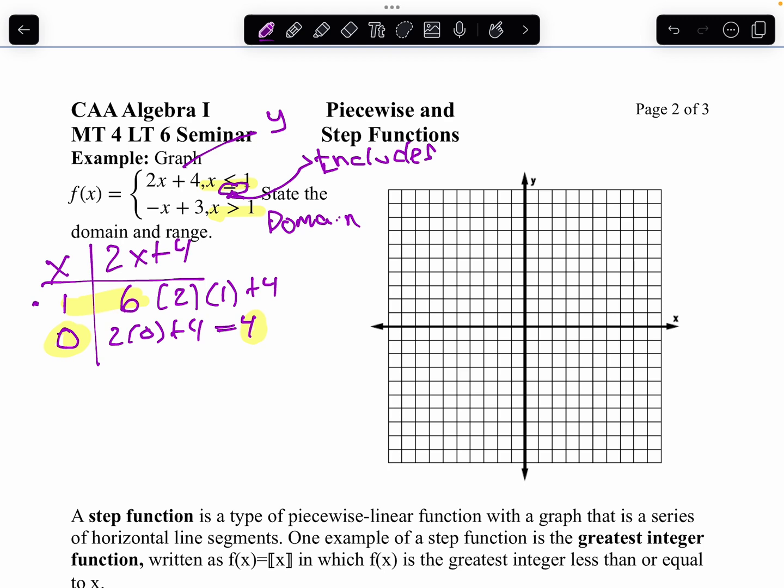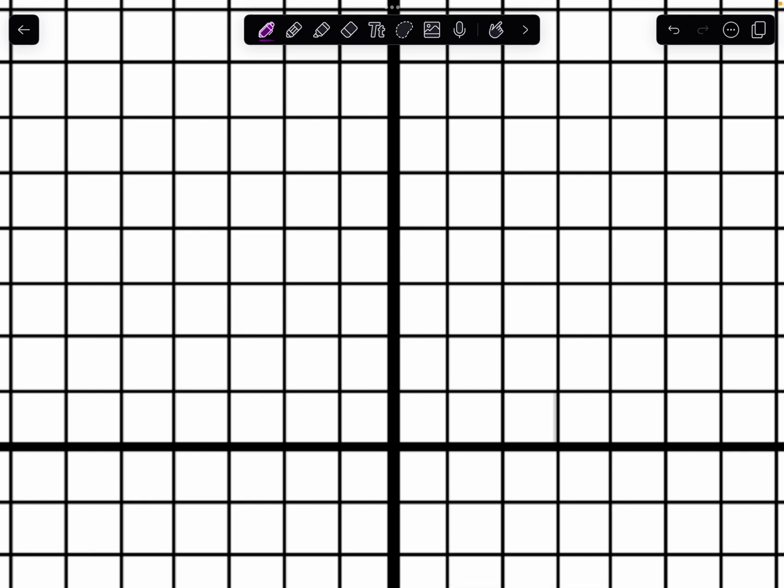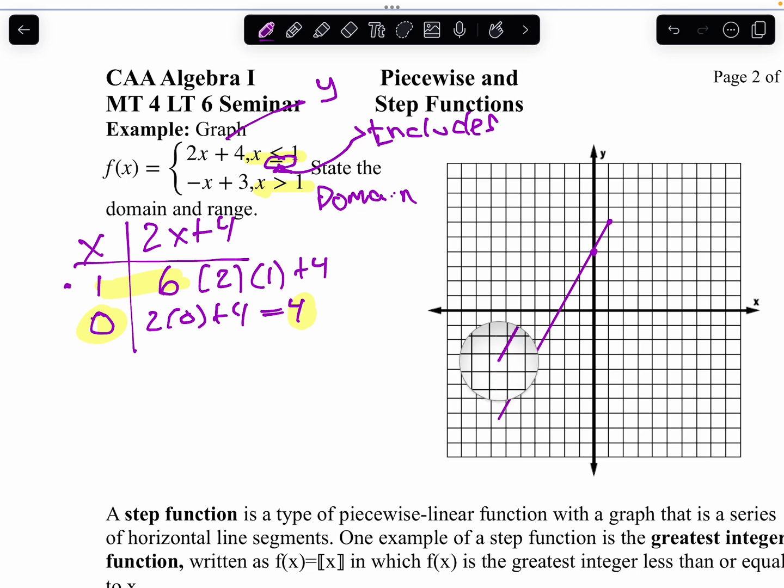So I'm going to go over 1. I'm going to make my grid a little bit bigger so it's easier to see. Over 1 and up 1, 2, 3, 4, 5, 6. Over 0 and up 4. 1, 2, 3, 4. And then I draw half a line. I'm going to start at 1 and I'm going to go to the left. So I'm going to graph my line starting at 1 and going through 4. And I got all those points to the left because anything less than 1, I'm going to use that table for.